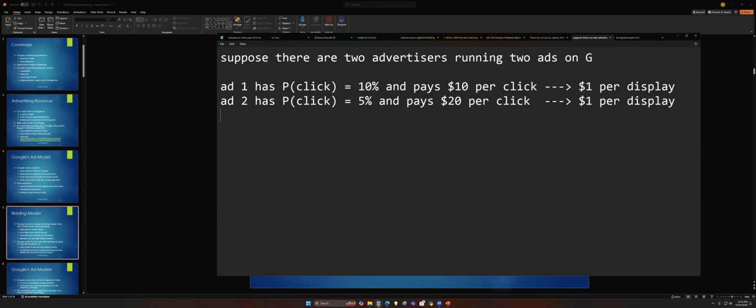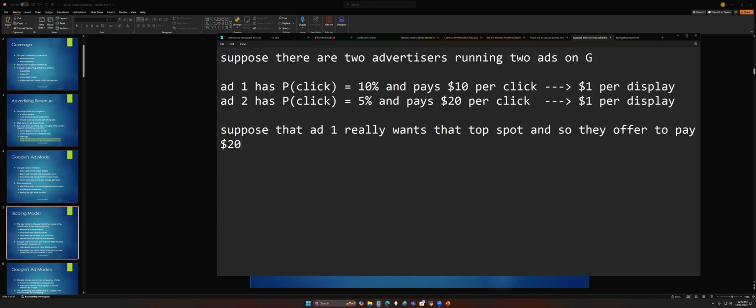Now, suppose though that ad one really wants that top spot. They want their ad to be shown in the best place. And so they offer to pay $20 per click. So that means the net expected value for Google is going to be 10% of $20, so that goes to $2 per display. At that point, Google says, yeah, we'll show ad one. So ad two might pay to keep up.